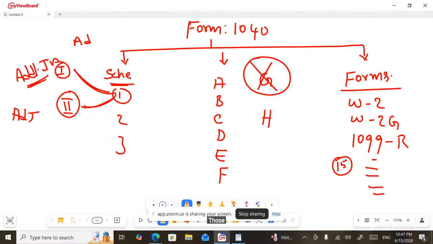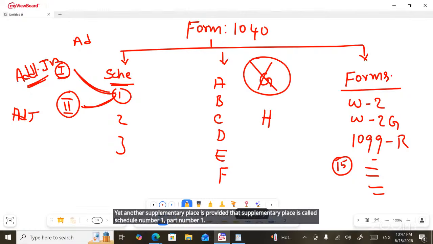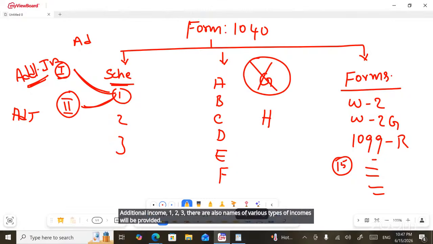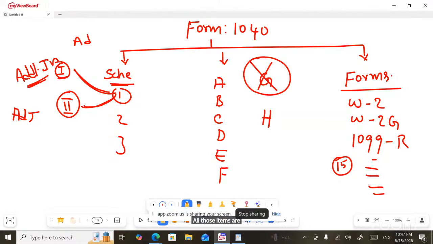Those incomes which are not directly reported in 1040, another supplementary place is provided. That supplementary place is called schedule number 1, part number 1. Title is additional income. So those items you need to write in additional income, 1, 2, 3. There also, names of various types of incomes will be provided. All those items are to be included first in schedule number 1. That total again we are bringing to form number 1040, line item number 8.